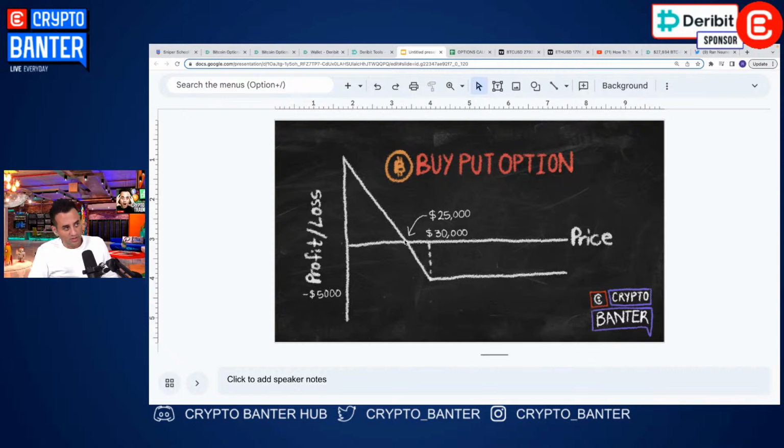And then all the losses right through to zero are actually covered by this option. So if Bitcoin goes to zero and you've got an option to sell your Bitcoin at $30,000, you make $30,000, but you've paid $5,000 to buy that option.